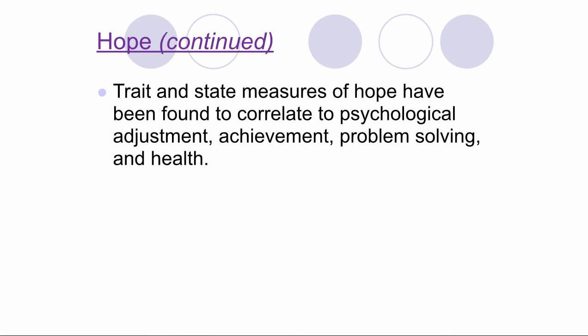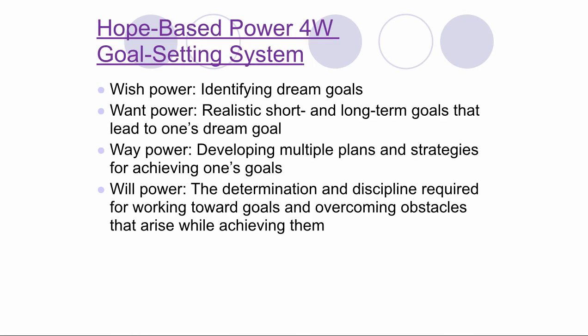Okay, there have been some research papers done looking at trait and state measures of hope. And again, if you don't remember what trait and state is, go back, review some of our previous lectures. Okay, but it's been found that trait and state measures of hope correlate with psychological adjustment. So things like well-being, achievement, problem solving, and health. Again, because it's not so much some wishful thinking, but it's actually believing you have the ability to meet your goals or meet some task.